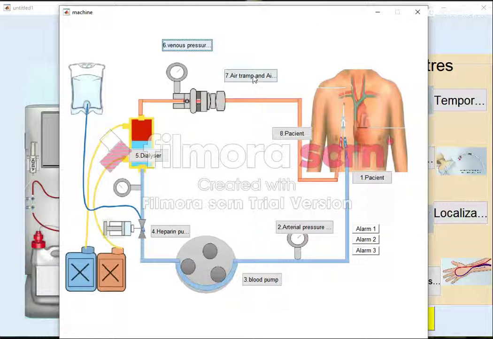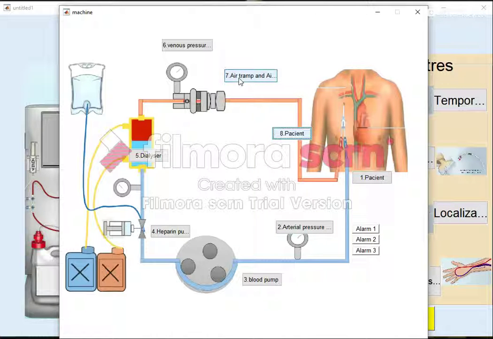The next step is an air trap. It's very important because even a little air can create problems in the patient, and this part is a normal alarm to see the little error. And lastly is the patient. The idea is that we return the blood to the patient and complete the cycles of the hemodialysis machine.